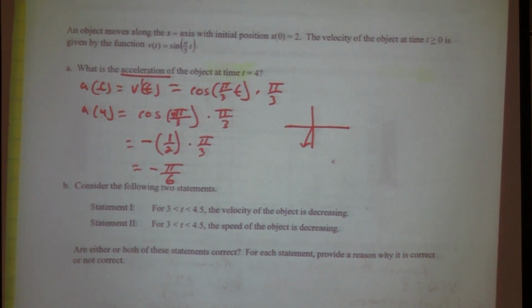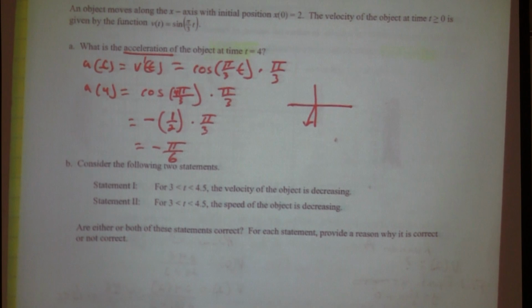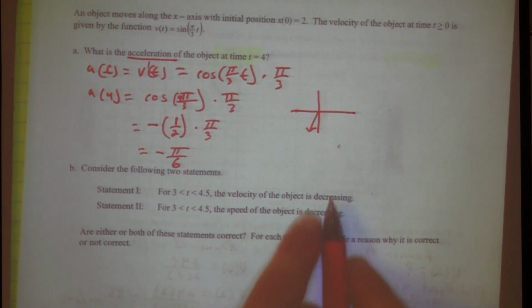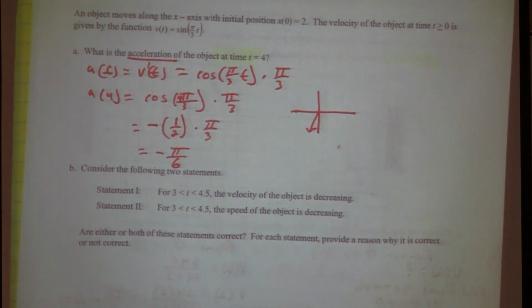Here we go again. Alright, part B. Consider the following 2 statements. Are either or both of these statements correct? For each statement, provide a reason why it is correct or not correct. Let's look at the first one, okay? It says from 3 to 4.5, the velocity of the object is decreasing.